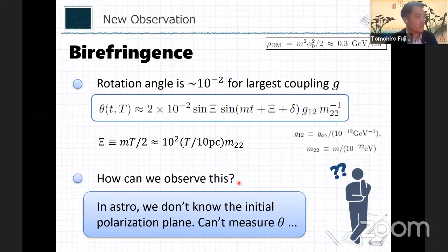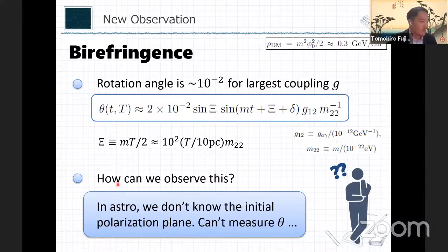So let's do some order-of-magnitude estimate of this rotation angle, theta. And if you plug in some numbers, okay, the allowed coupling constant, maximum value is 10 to the minus 12 GeV inverse. And in this case, lower mass is better. So let's plug in 10 to the minus 22 electron volt. In that case, theta could be 10 to the minus 2. So it's not so tiny. So in astronomical observation, we can detect such a rotation of polarization angle.